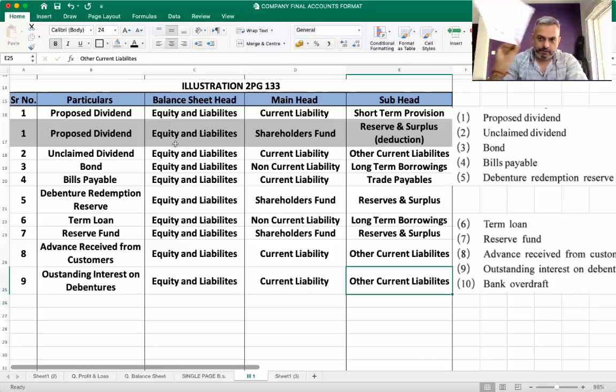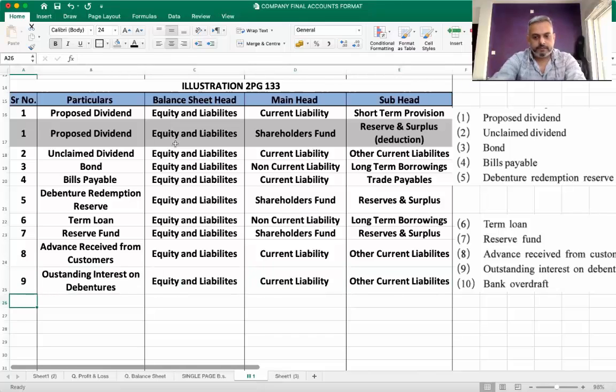Okay, you can keep this paper in front of you. That will be easier for you in case you are not able to recall. Okay. It's the last account under the heading other current liabilities.